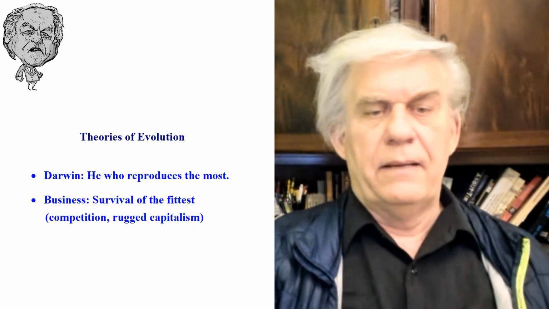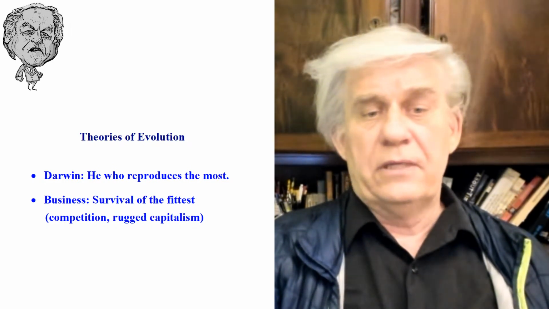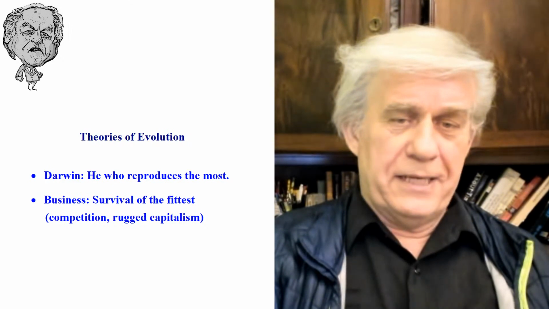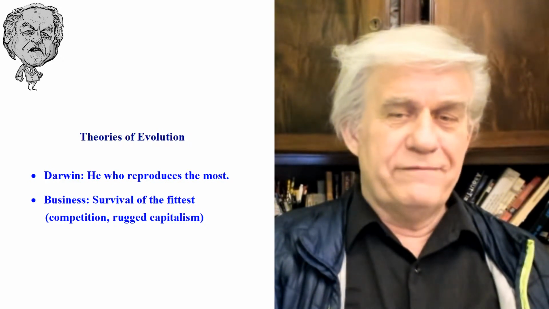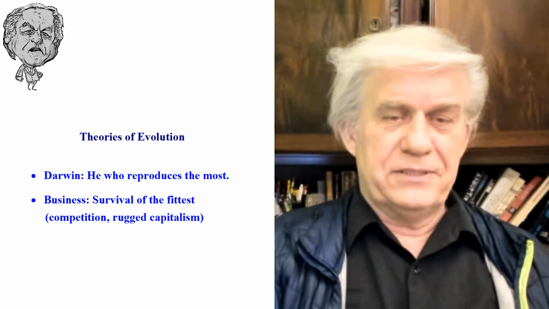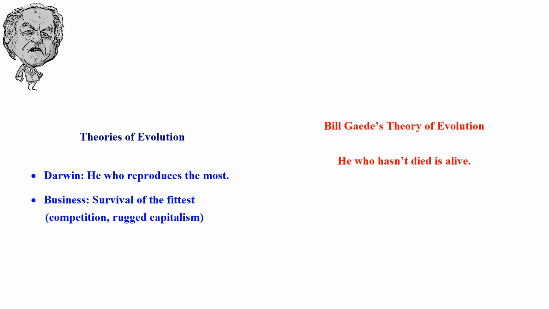Okay, here's Bill Gaede's notion of evolution. You'll hear it here for the first time. This is a different way of visualizing evolution. This is my synthesis of evolution, and it goes like this: it's he who hasn't died is alive. How do you like that? You say, Bill, you're crazy. What do you mean he who hasn't died is alive? What does that have to do with evolution?